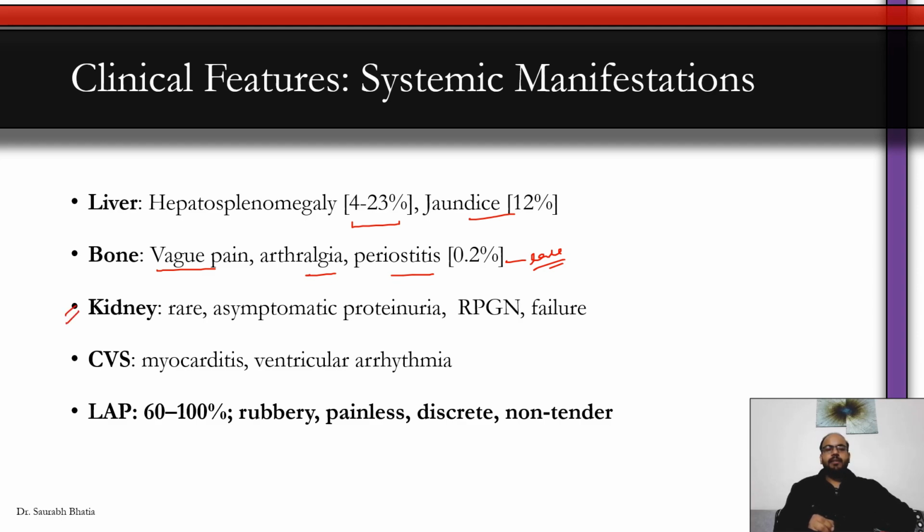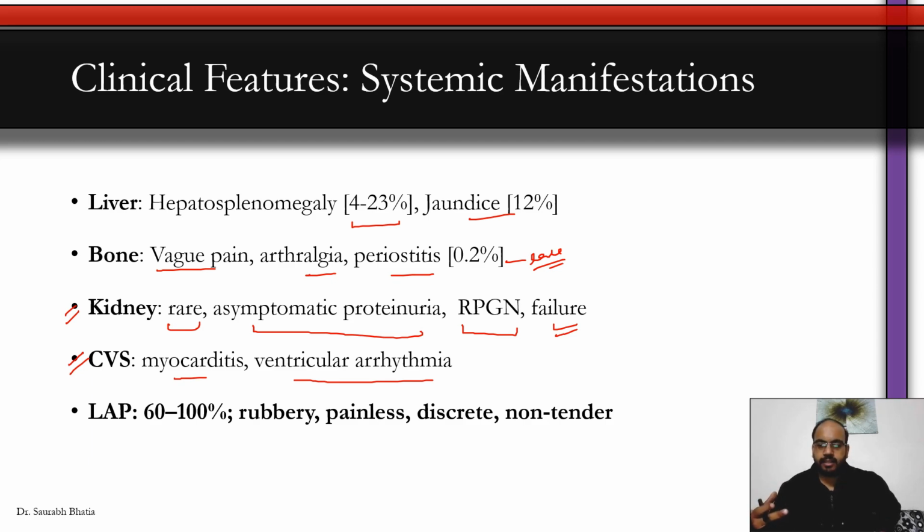Kidneys can be involved, although rare, but can present as asymptomatic proteinuria or rapidly progressive glomerulonephritis and can have frank renal failure. So that is also described. In the cardiovascular system, you have features of myocarditis and ventricular arrhythmia. These are separate from the features of cardiosyphilis that we usually see in the tertiary stage. These are the heart manifestations in secondary syphilis.